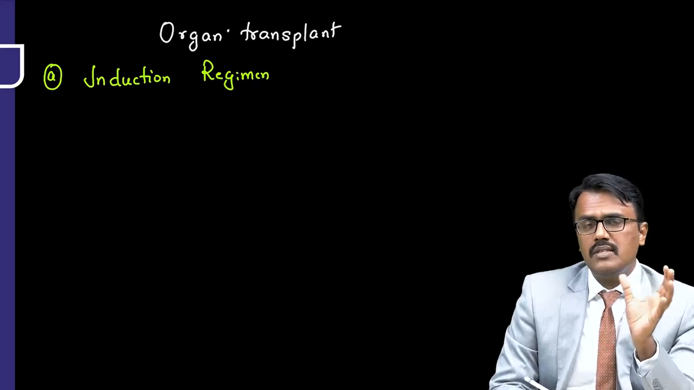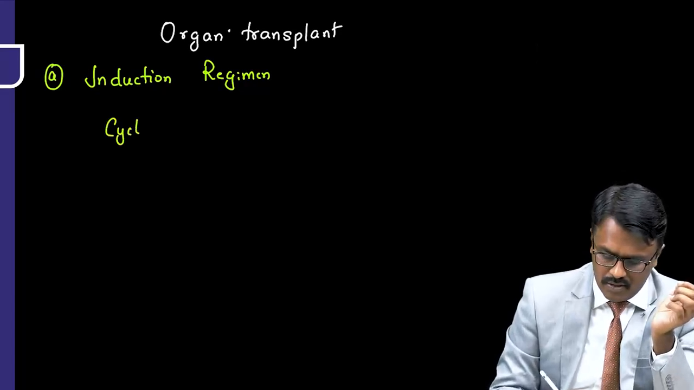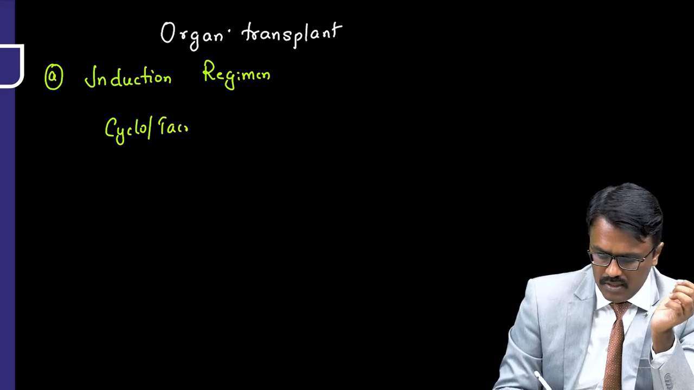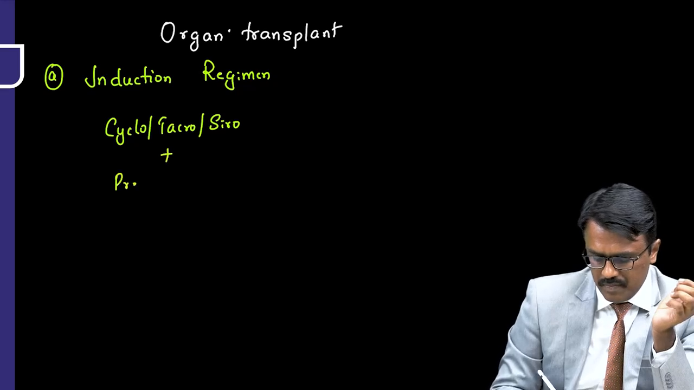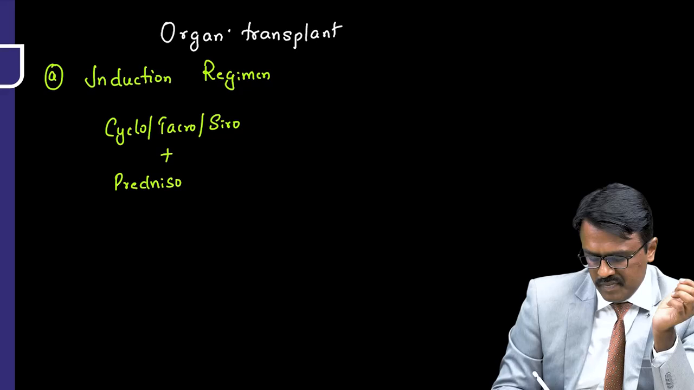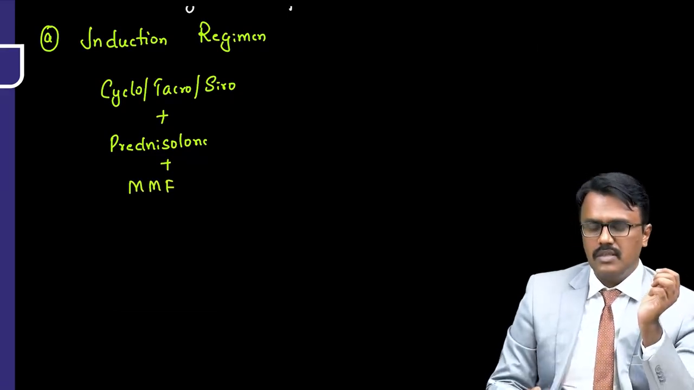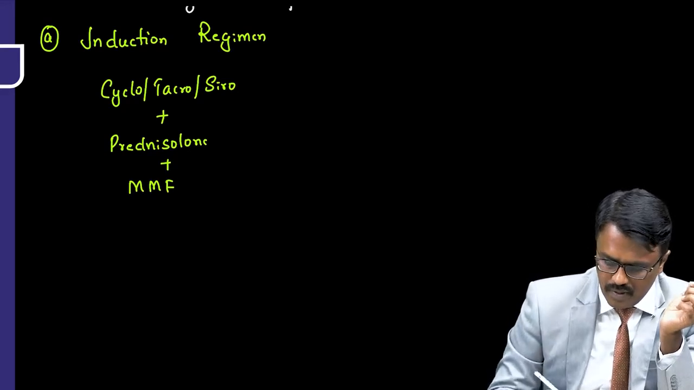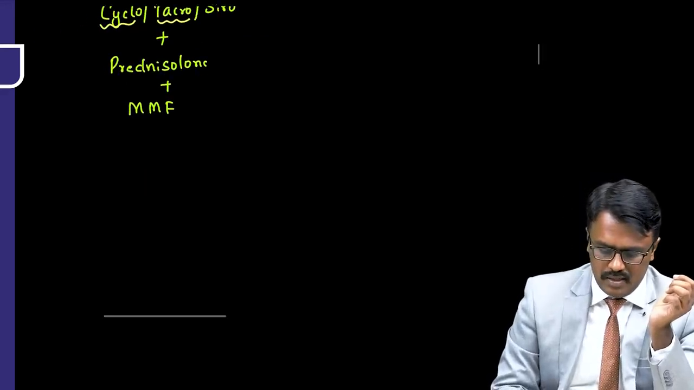You have to choose the drugs in such a way that the mechanisms are different. So we start with either cyclosporin, tacrolimus or sirolimus, plus a steroid called prednisolone, plus we add mycophenolate mofetil. This is the induction regimen. The main problem with cyclosporin and tacrolimus is nephrotoxicity. The induction regimen is usually given for 2 to 12 weeks.